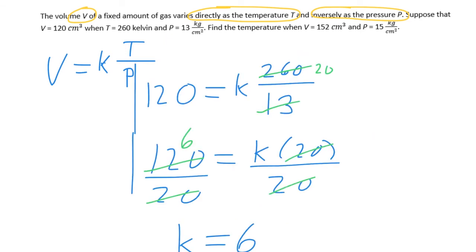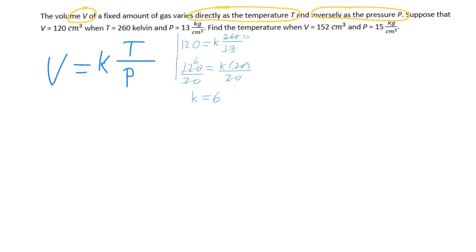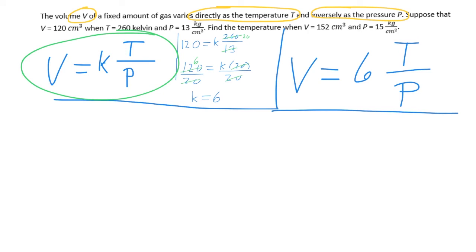All right, now using this information, that K is equal to 6, we can rewrite the volume equation from here as the volume is equal to 6 times temperature divided by pressure. Now that will let us answer this last thing. Find the temperature when the volume is 152 cubic centimeters and the pressure is 15 kilograms per square centimeter. So let's do this last part of the problem.